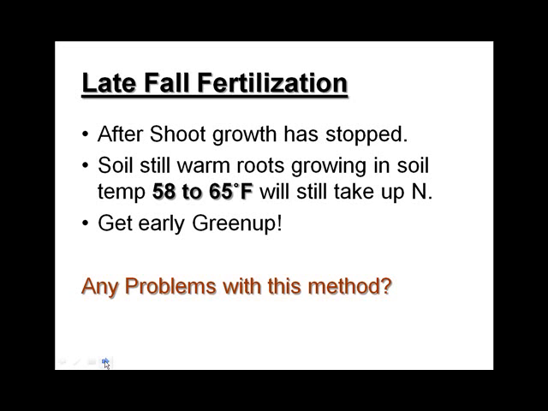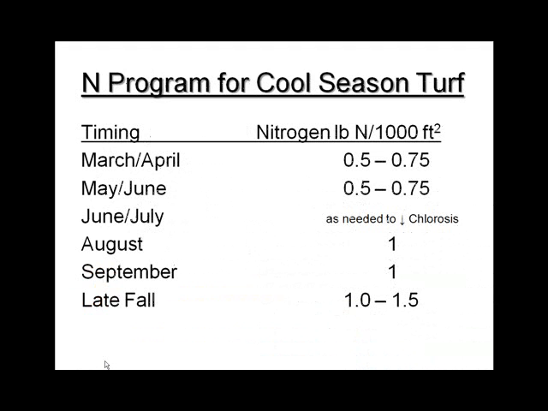So here's a nitrogen program for cool season grasses. I'm not going to go over it extensively, but about 4 pounds of nitrogen total, small amounts March, April, May, June, July and August, you're just getting it by, and then in August you can start fertilizing with normal growth, and then a little bit of extra nitrogen for the late fall. This is a typical bent grass fertility program here in North Carolina.